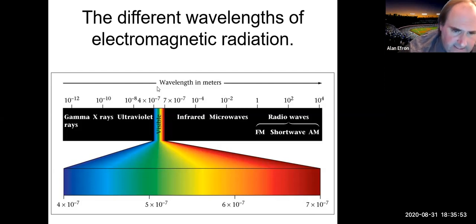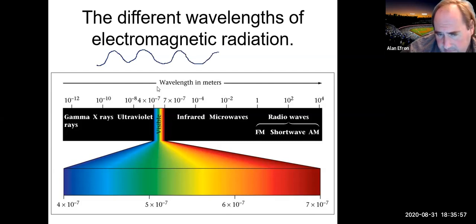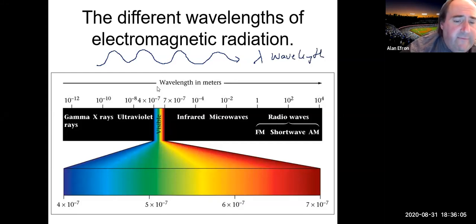Oftentimes that energy is given off in the form of a wave. The wave has what is known as lambda, that is the wavelength. Depending on the wavelength, it may fall somewhere here in what is known as the electromagnetic spectrum. The electromagnetic spectrum is this whole thing here, and there are different parts of it.